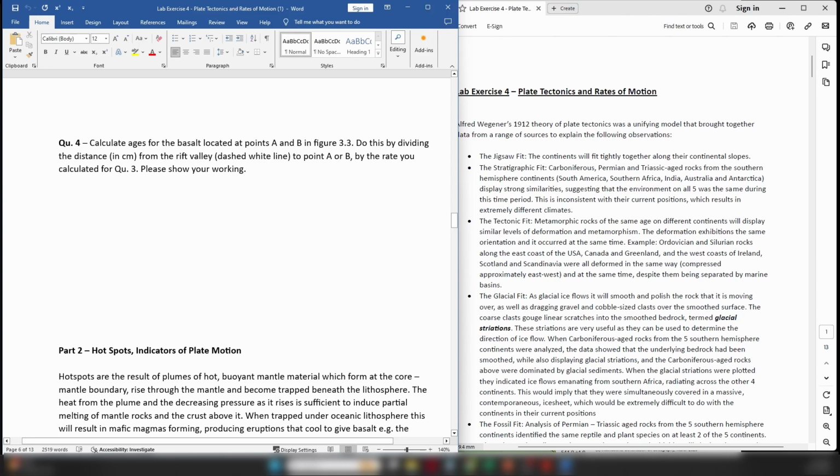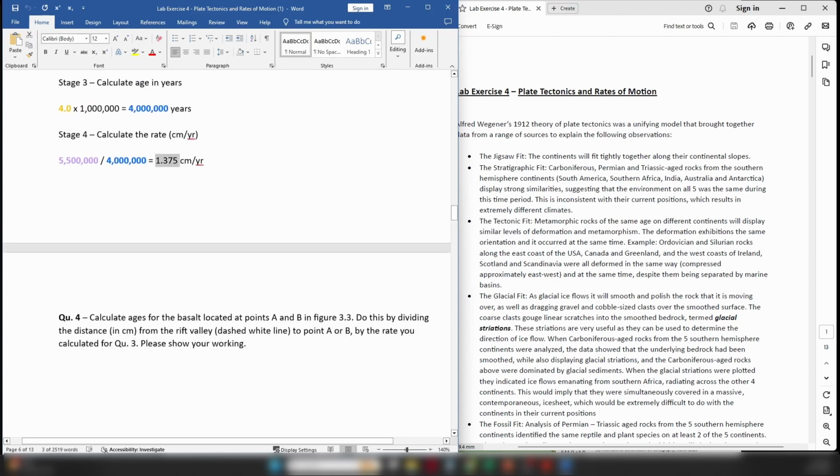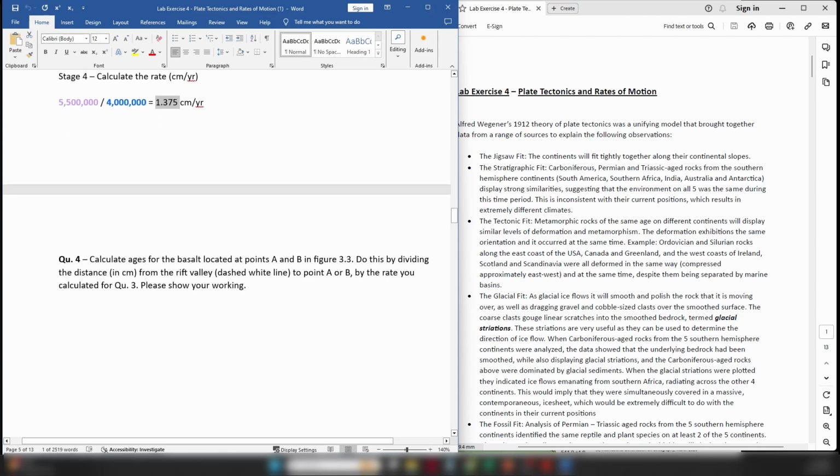Okay, so we have our distance, and then we're going to simply divide our distance by the rate that we calculated for question 3. So in my example, that rate was 1.375 centimeters a year.